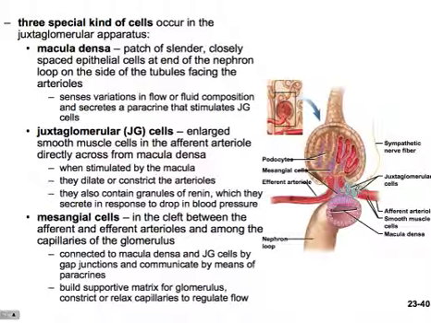The juxtaglomerular cells are enlarged smooth muscle cells. These are the green cells that you see here. They are on the afferent arteriole directly across from the macula densa, and to a lesser extent on the efferent arteriole. When they're stimulated by the paracrine secretions of the macula densa, they can either constrict or they can relax, thus increasing or decreasing blood flow into the glomerulus.